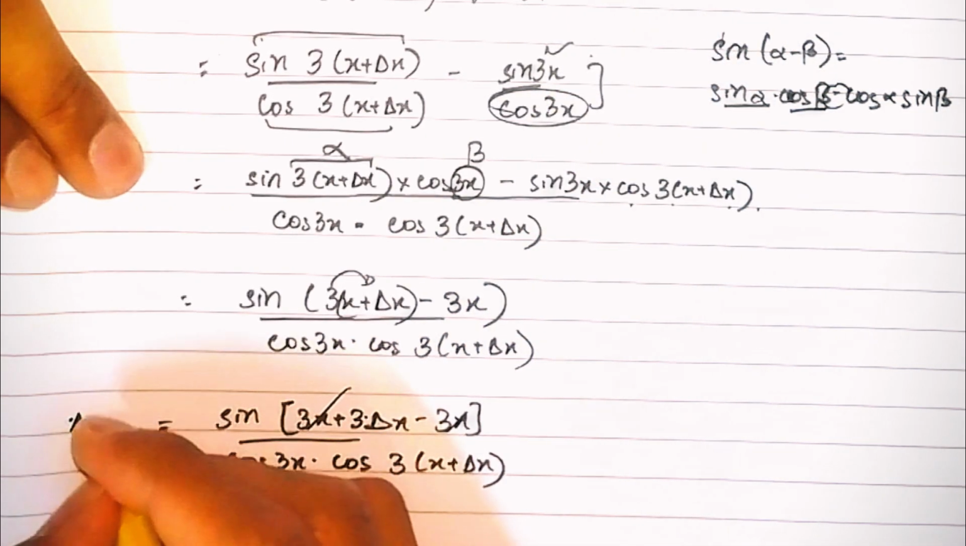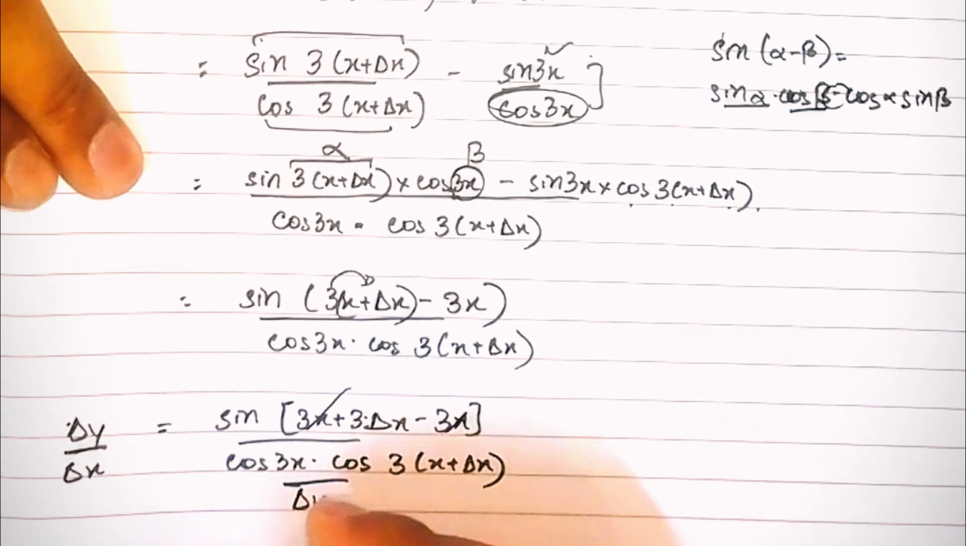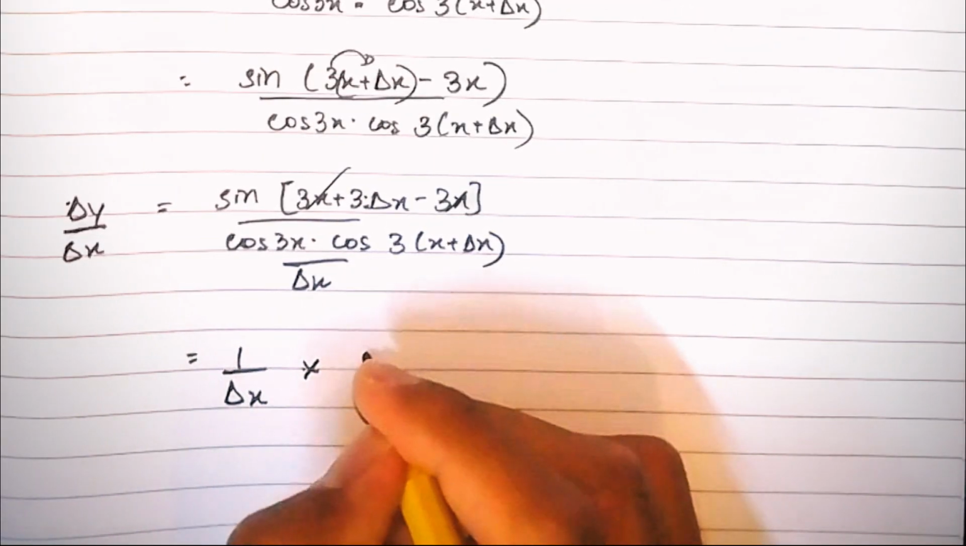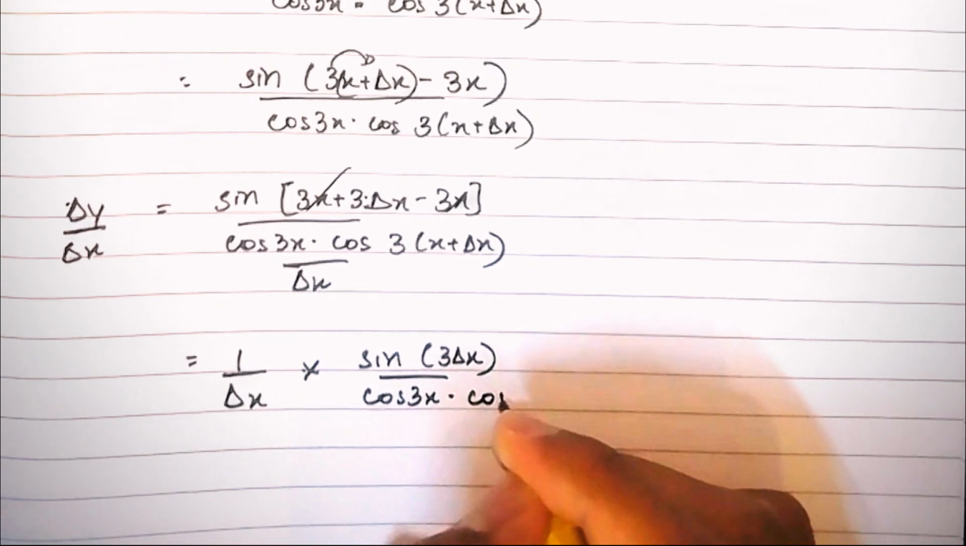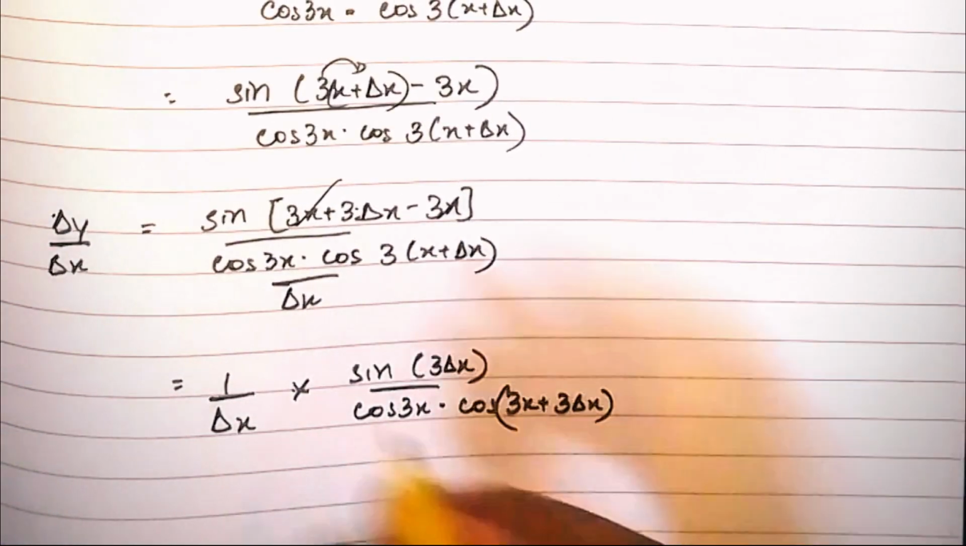and that was dividing delta x on both sides. So I can simply divide delta x on both sides. Now I know that this term is actually getting complicated, so I can write it in this form. 1 divided by delta x would be multiplied by sine 3 delta x divided by cos 3x multiplied by cos 3x plus 3 delta x. Okay, so it is much simpler for me to deal with. This is actually the same term.